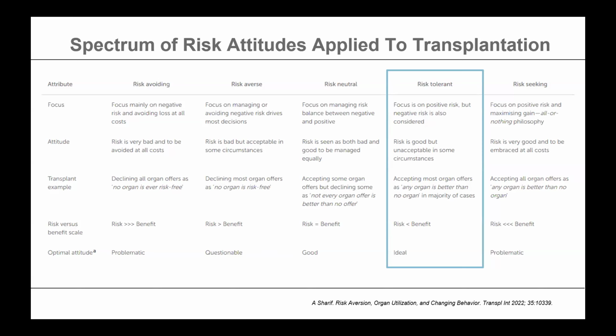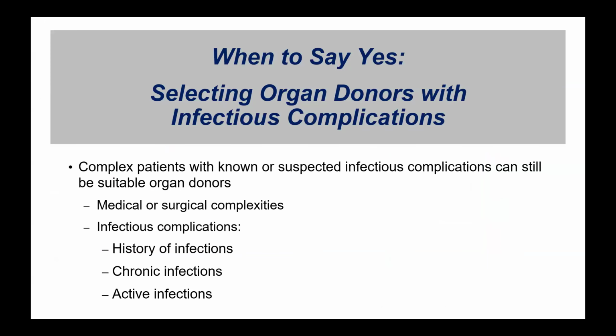And really overall thinking that risk is good, but unacceptable in certain circumstances, and therefore leading towards the idea of saying in transplant, accepting most organ offers, as any organ is better than no organ in the majority of cases, not all, with more refined analysis and assessment depending on the particular recipients. Overall, leading to benefits being greater than the risk, and really having an ideal optimal attitude for this. So really thinking about this in terms of when to say yes.